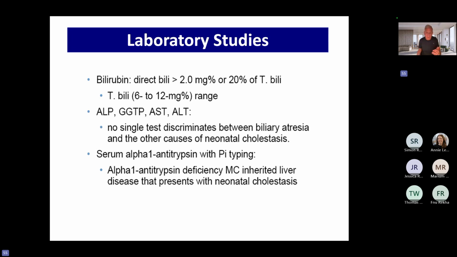Again, the serum alpha-1 antitrypsin with PI typing: if the level is normal, PI typing is not going to be necessary.